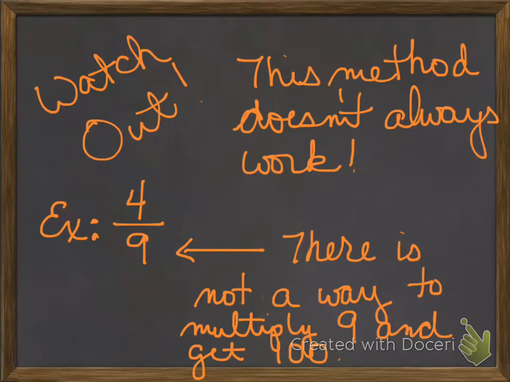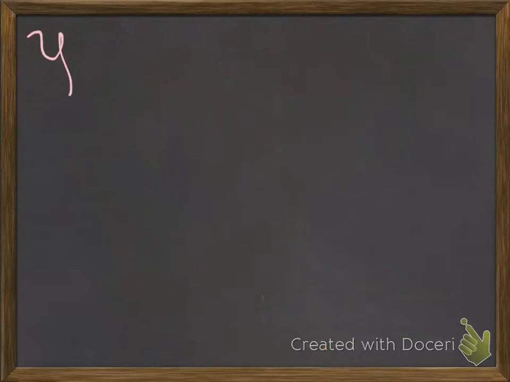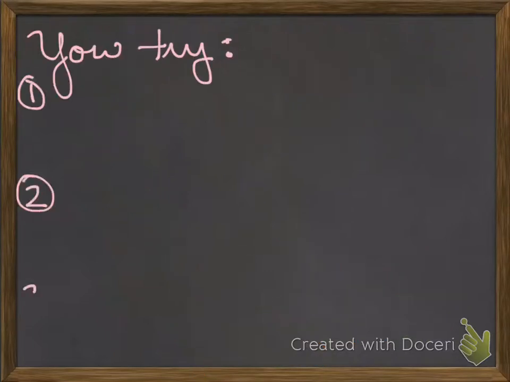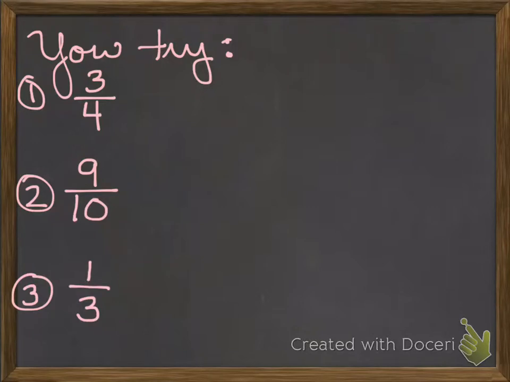Let's go ahead and try some of these on our own. Now I'll give you a hint. 2 of these you can get an equivalent fraction. You can multiply and get 100 on the bottom and it'll work. One of them, that won't work. So let's see what you can do. Go ahead and pause, work these out, and we'll be right back to check.